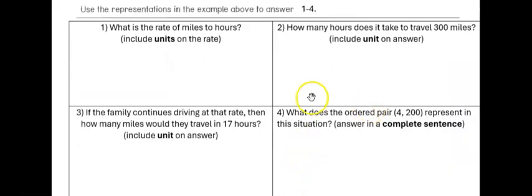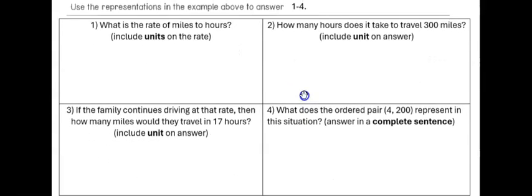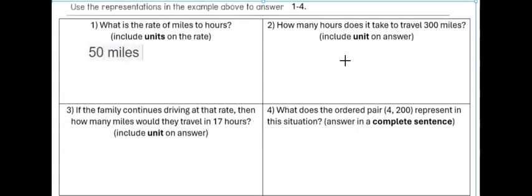Okay, I am going to have to scroll a bit to look back and forth to see the charts as needed to answer these. It says use the representations in the example above to answer 1 through 4. So the first question says, what is the rate in miles to hours? And then include the units on your rate. Well, I don't need to look up for that because we got it several times. Remember, the rate was 50 miles per hour. I'm using the unit rate for that.